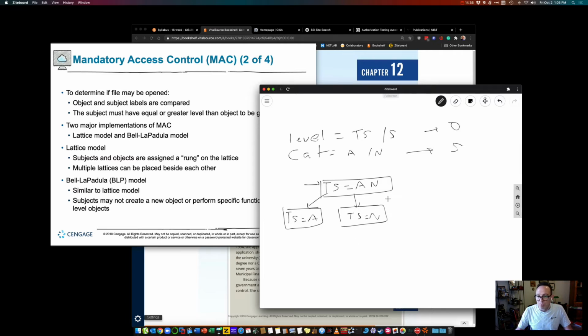So we also have secret access. So we have secret for Army and secret for Navy. So there's some inheritance with this. If I have top secret for Navy, I automatically can read secret for Navy. If I have top secret for Army, I can read secret for Army. If I have top secret for Army, Navy, I can also read secret for Army, Navy, right? I can read down to the lower level.